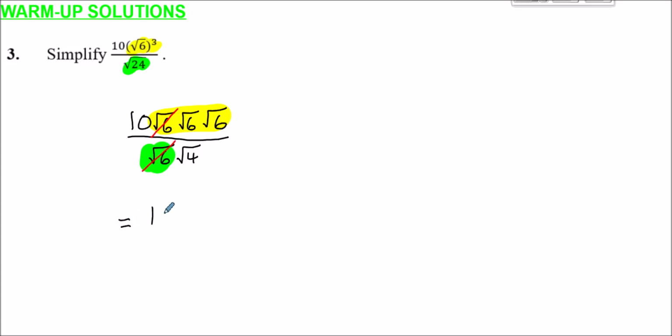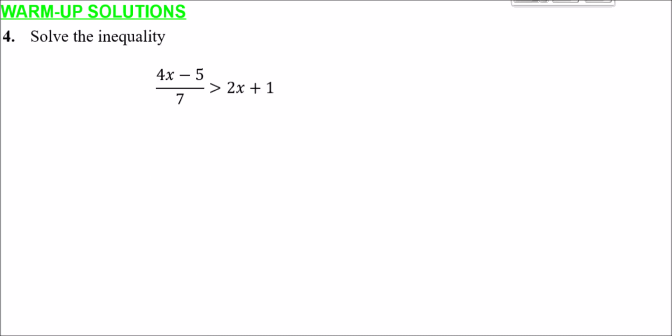So on the top we're going to have 10 times root 6 times root 6. Well, root 6 times root 6 is just 6. And on the bottom, the square root of 4 is obviously just 2. So 10 times 6 is 60. Divide through by 2. That one just becomes simply 30.